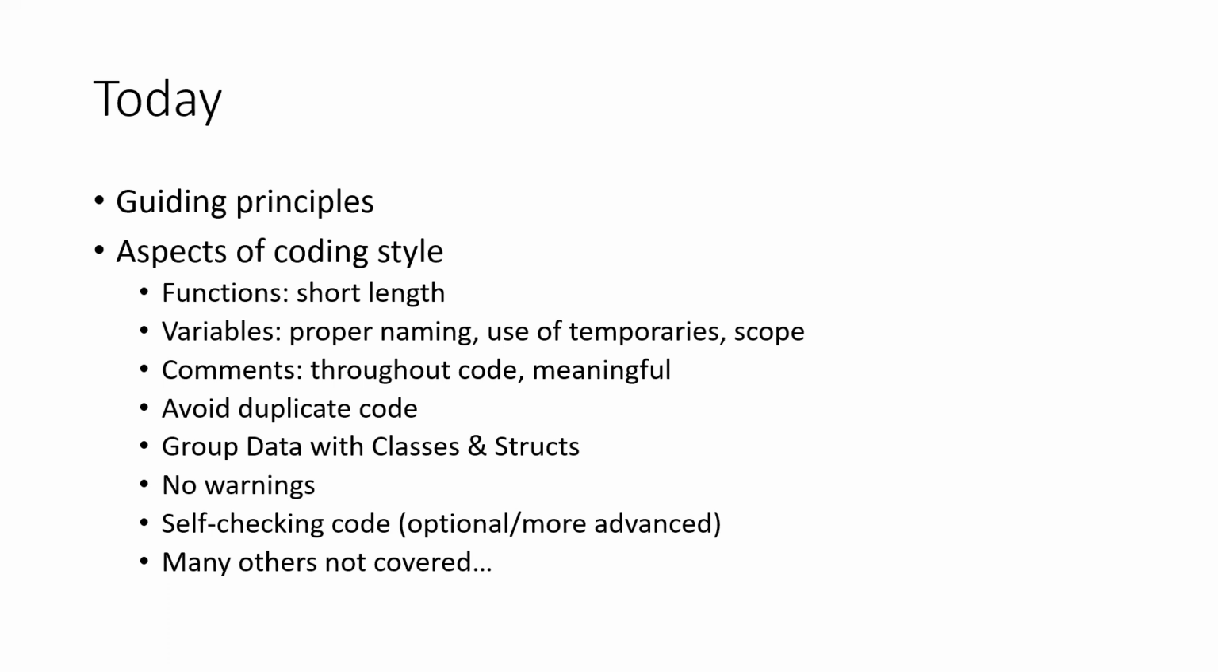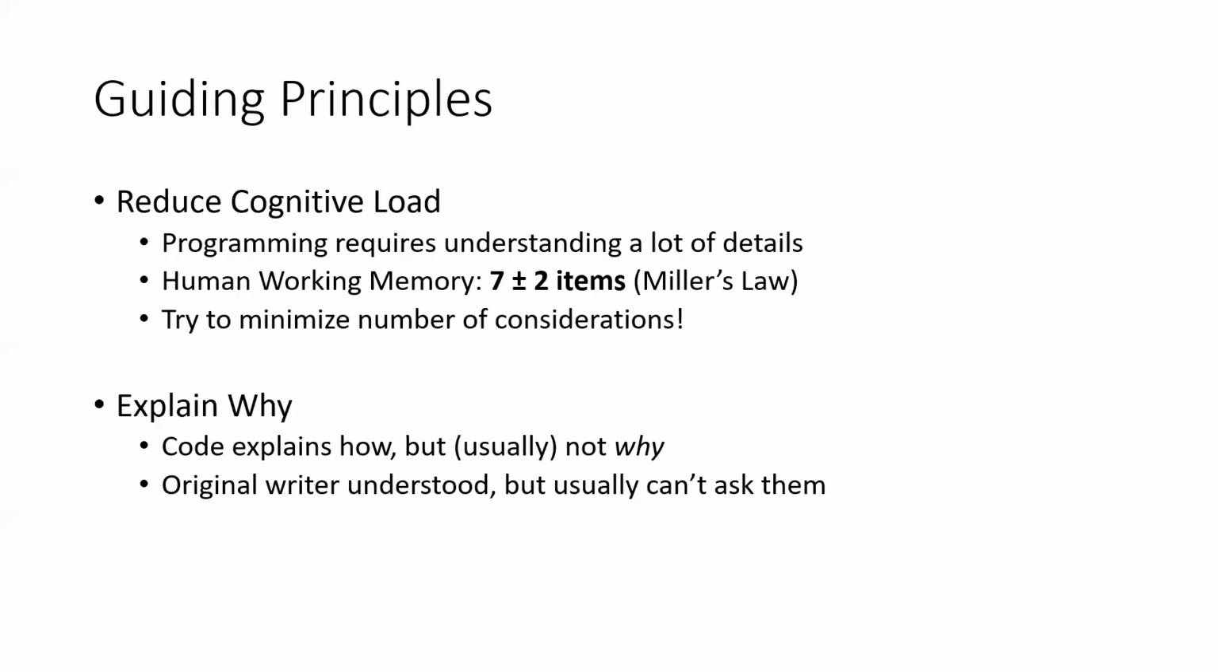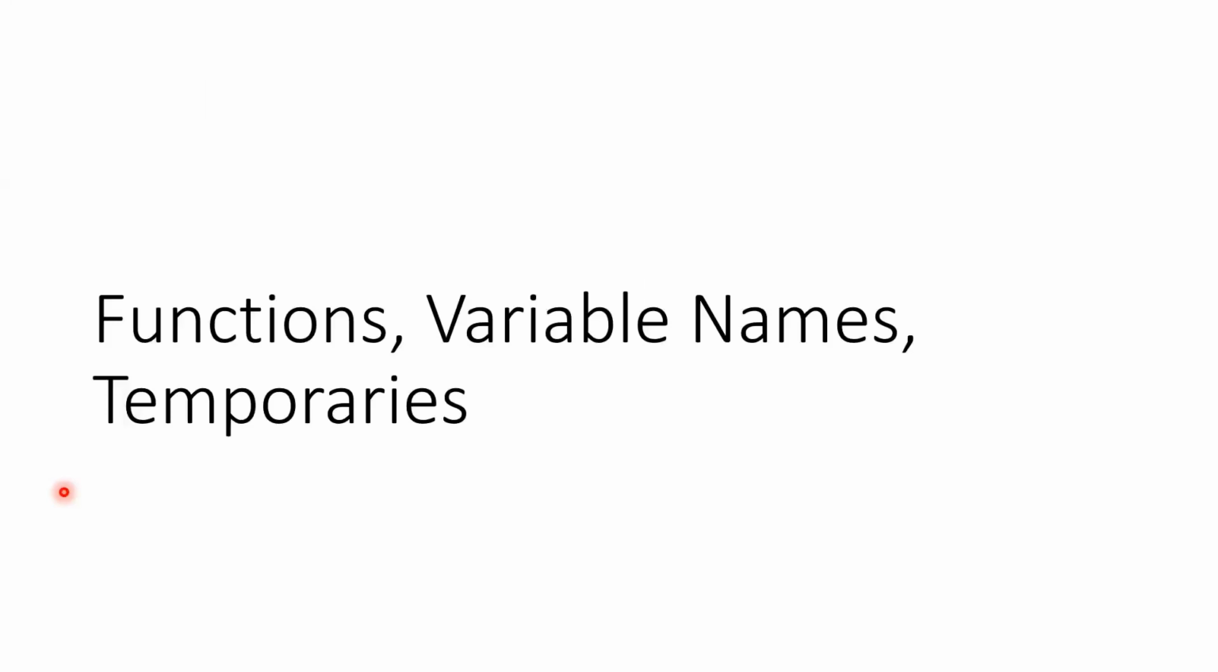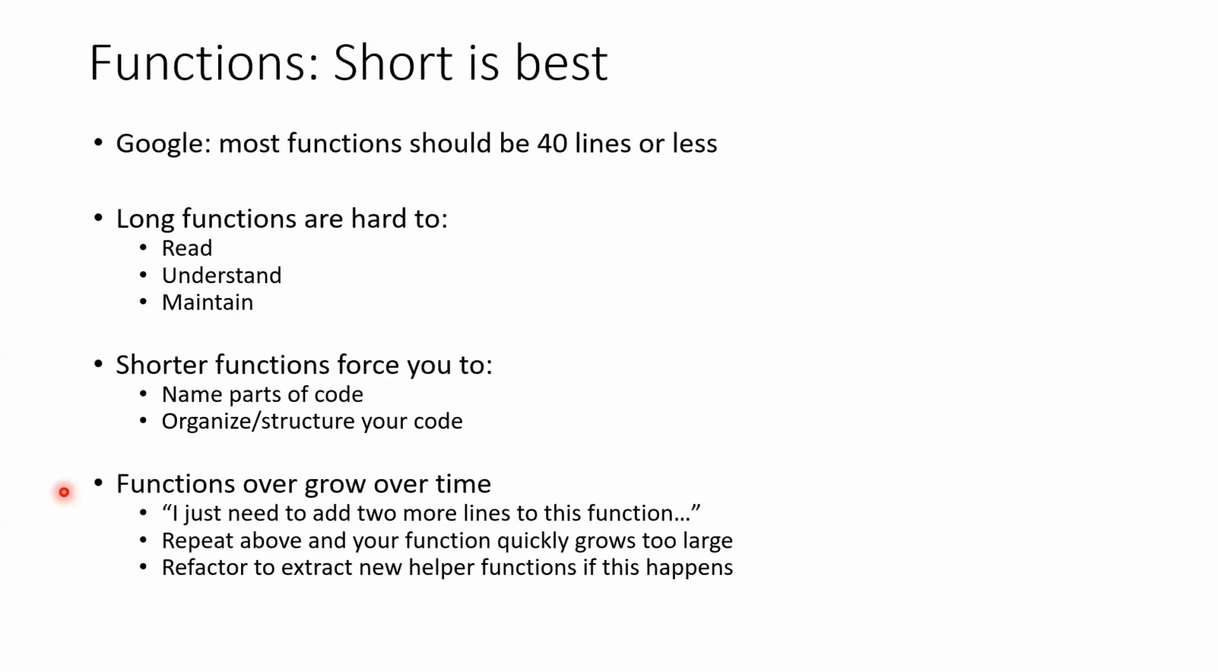Avoid duplicated code. Group data with classes and data structures. Make sure your code has no warnings. Write self-checking code so you can detect any bug in the first place, the first time you run the code. And there may be many others. So let's start with the functions, variable names, and temporary variables.